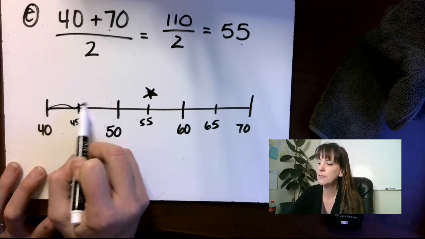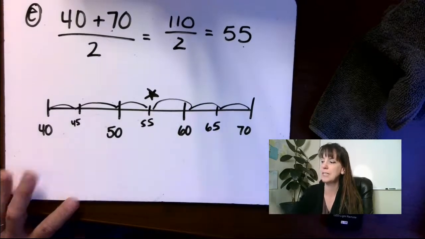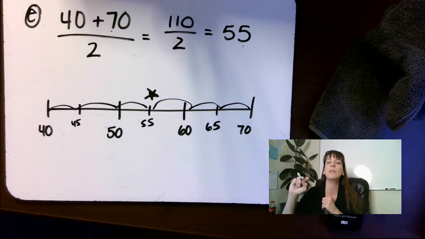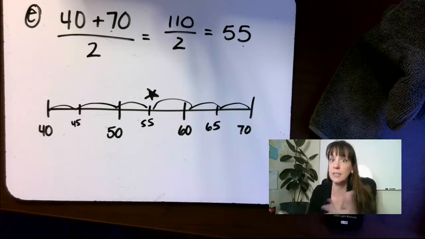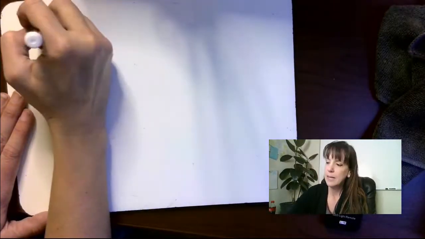We go 5, 10, 15. From here we go 5, 10, 15. Bam. All you're doing when you need to find the exact middle of two numbers, you just find the average of those two numbers, and that's exactly what they've just shown you here. All right, so that was E. Let's take a look at F.